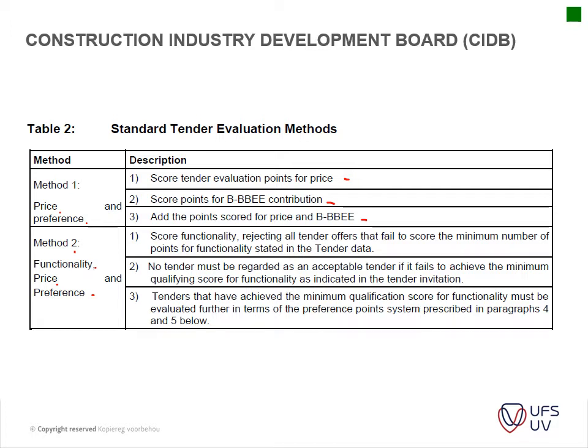So these days everything above a million is 80-20, I apologize, I said 5 million. So 80-20, so 20% of your point score will be allocated according to your BEE status, and then the rest, 80%, will be allocated towards your price.